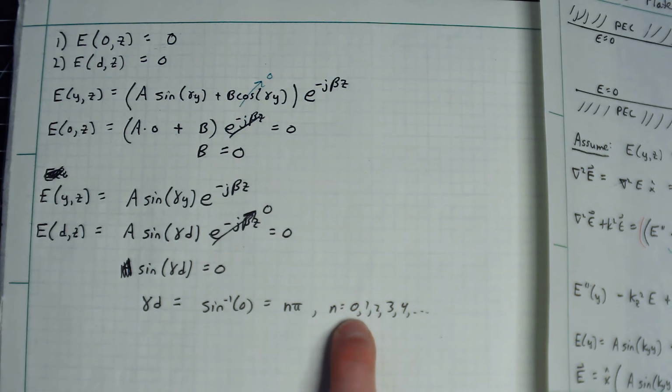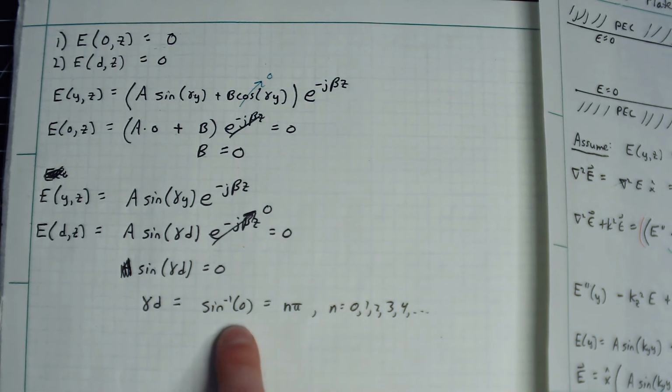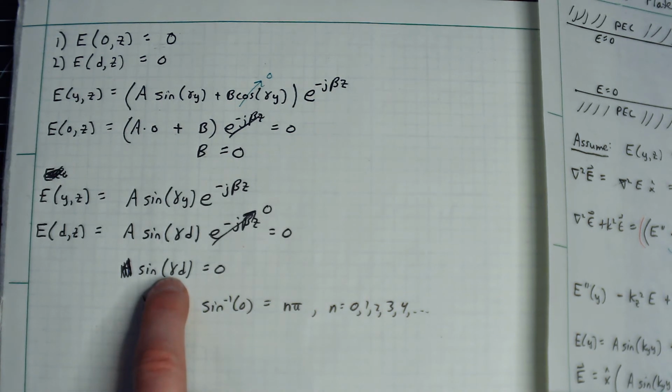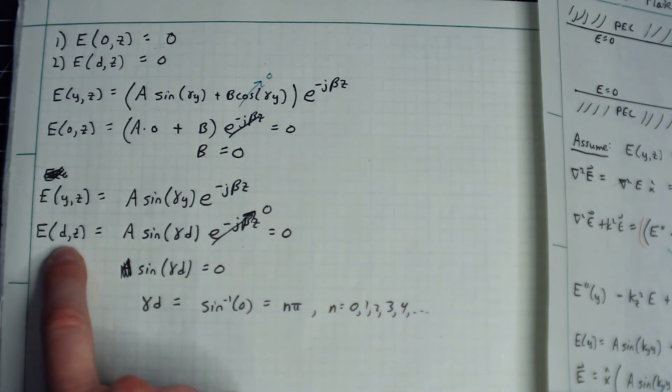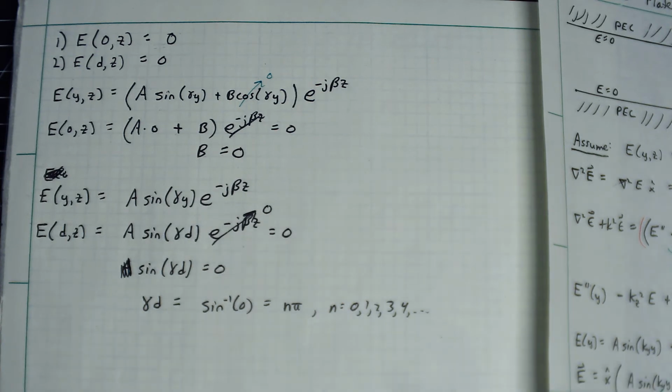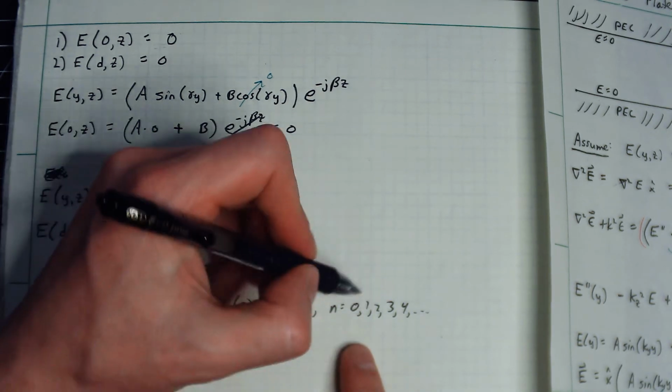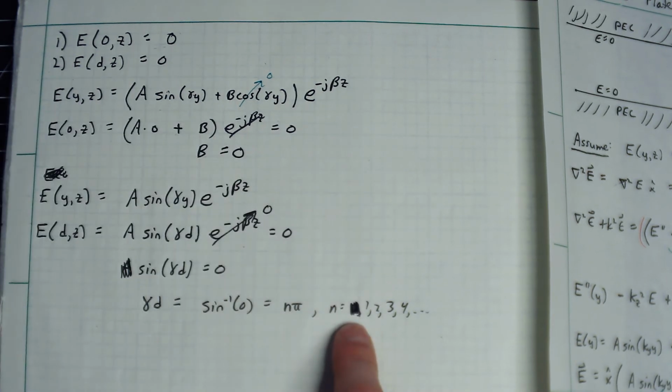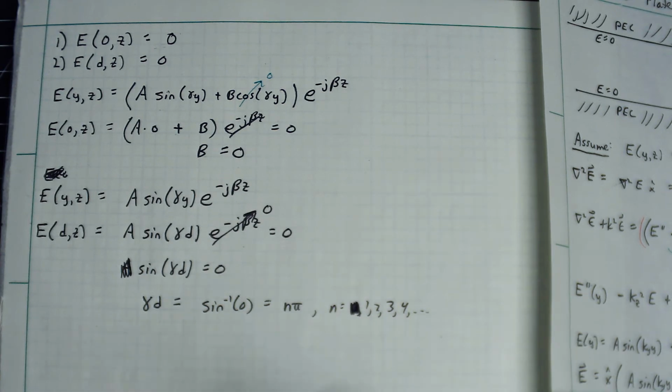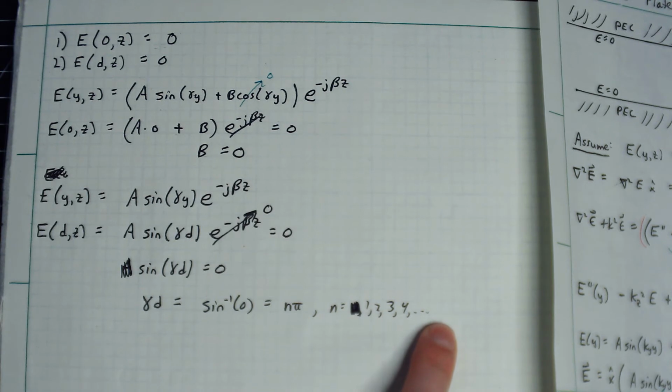This 0 is technically a solution, but all it will do is make this sine term also 0, which then makes my electric field 0 everywhere, which is trivial. So I'm going to throw this guy away. It's technically allowed, but it's not interesting. It just literally makes everything 0 and nothing's happening. So it's going to be any positive integer here.